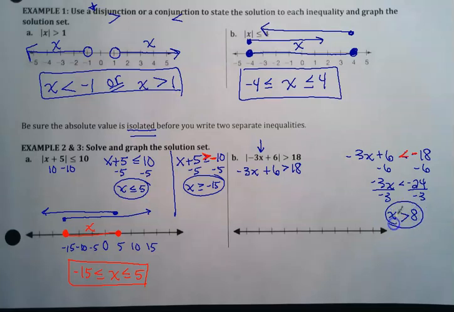And let's do this one. So we subtract 6. Negative 3x is greater than 12. Divide by negative 3, so we flip the sign. X is less than negative 4.